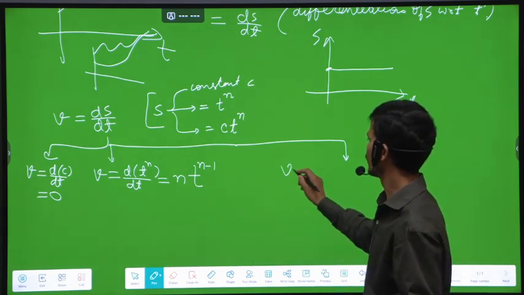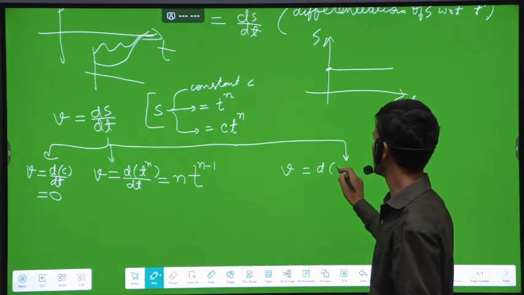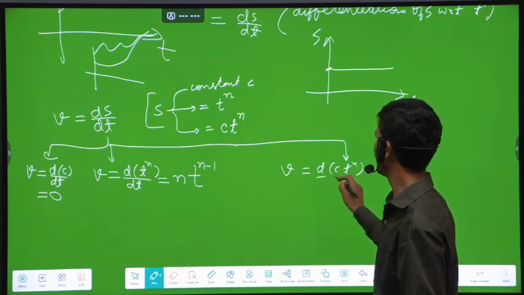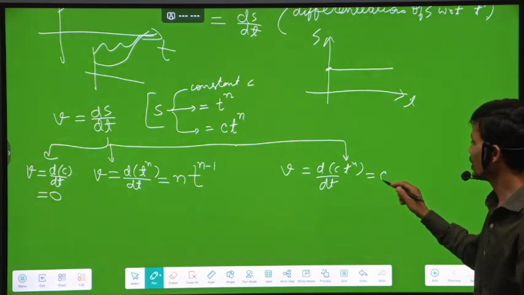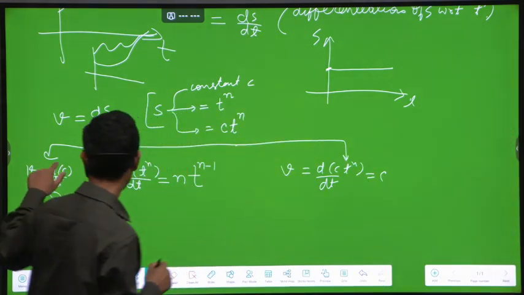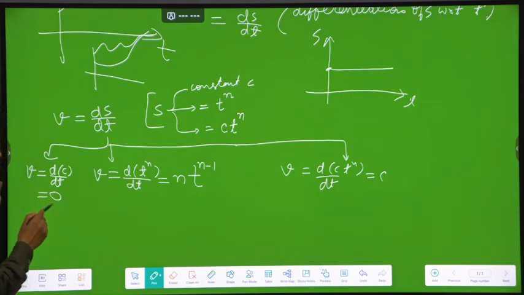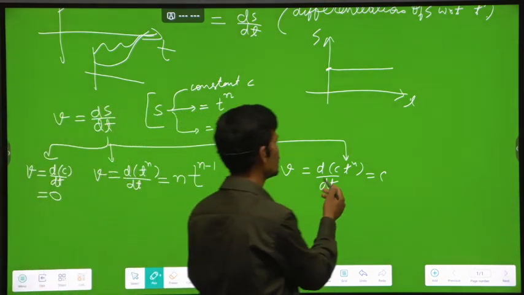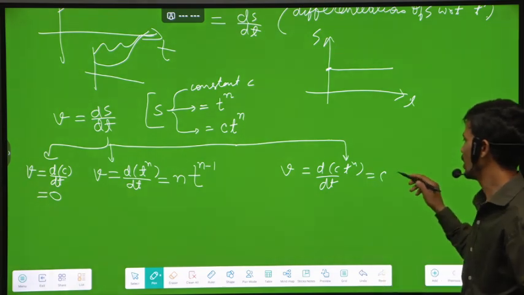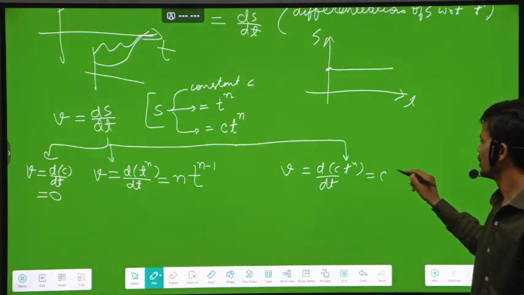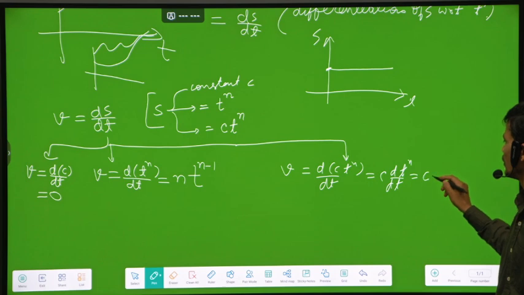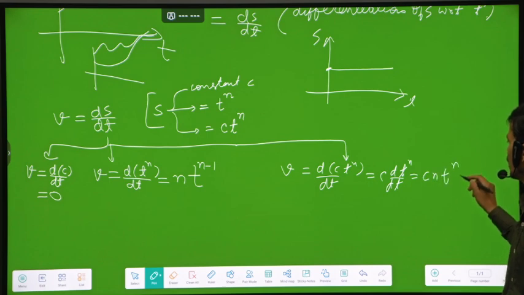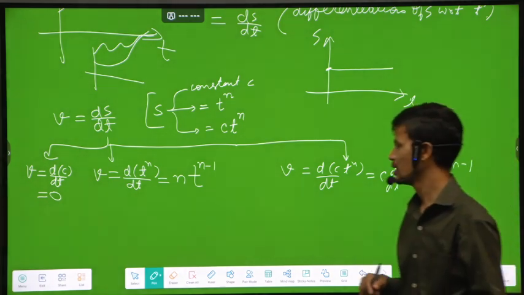Now, v equal to d of c t to the power n by dt. We'll take this constant. If the constant is alone, then it will become 0, but it is with t to the power n, and it is simply that ordinary formula we know very well. So it becomes c n t to the power n minus 1.